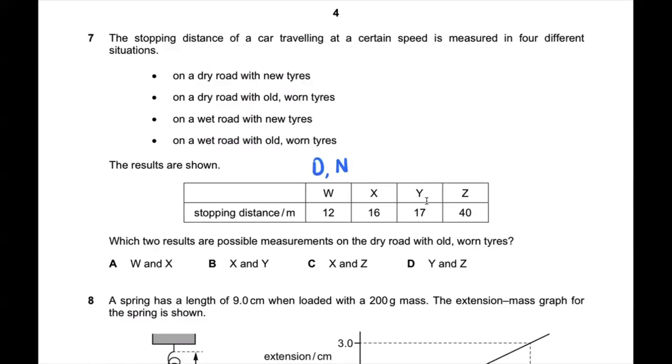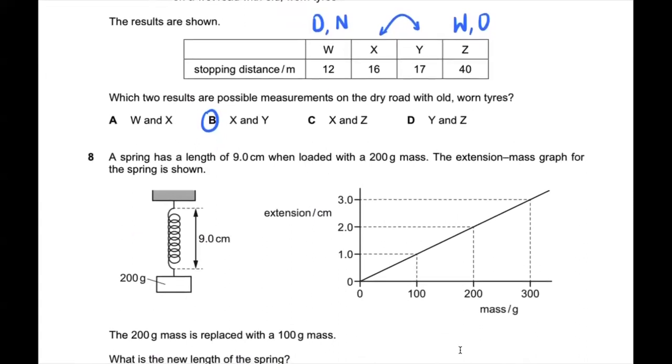And then the greatest distance would be wet road, old tires. So wet, old, right? And then which two results have possible measurements on dry road with old worn tires? So it would be either of these, right? These are the intermediate ones. So it's X and Y. So it's definitely easier than it looks. What else do we have?